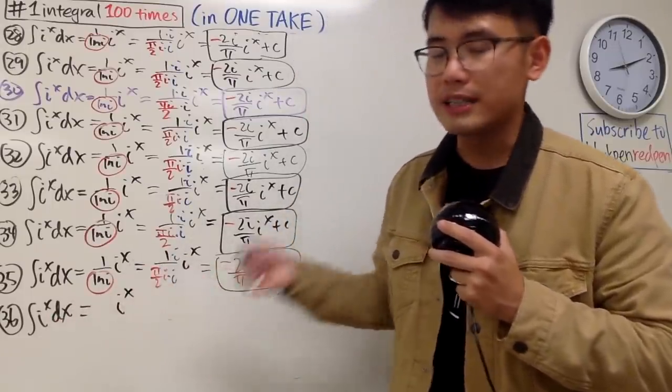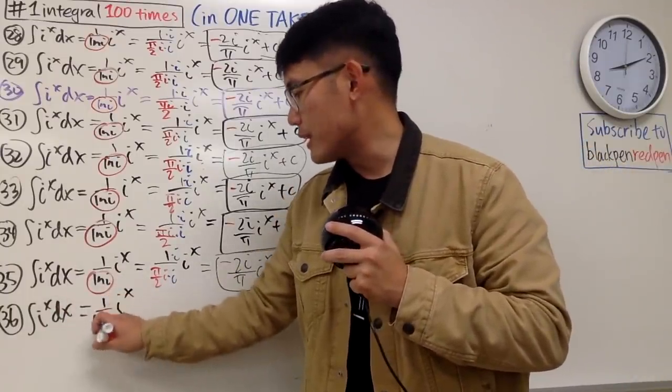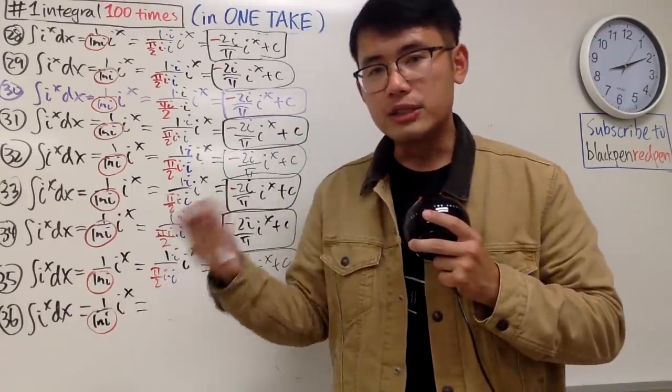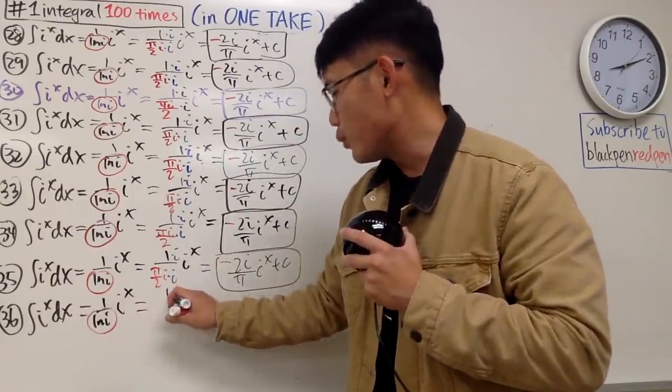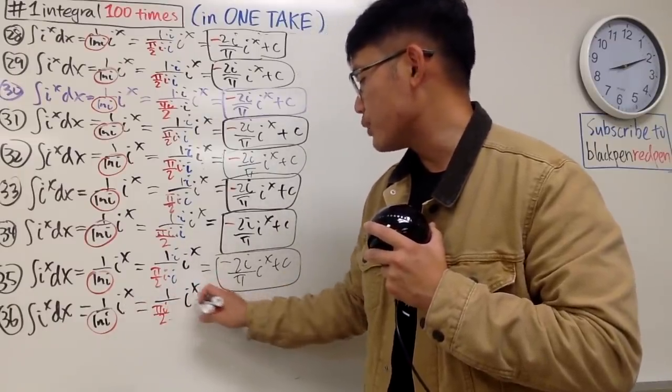You still maintain i^x because i is a constant, and you have to divide it by the natural log of the base, which is just going to be 1 over natural log of i. And thanks to Dr. Peyam, we know ln i is just pi i over 2. So this is going to be 1 over pi i over 2, and then of course you put the i^x like this.